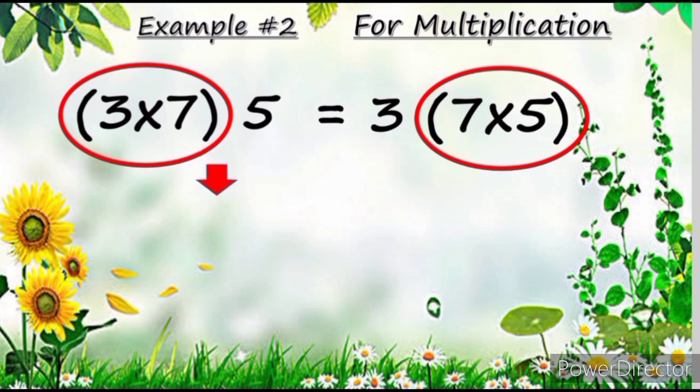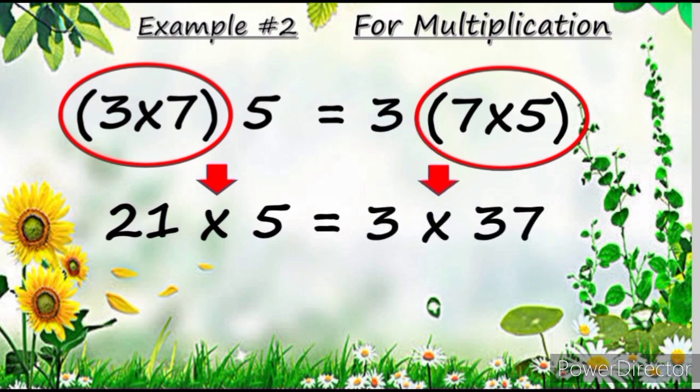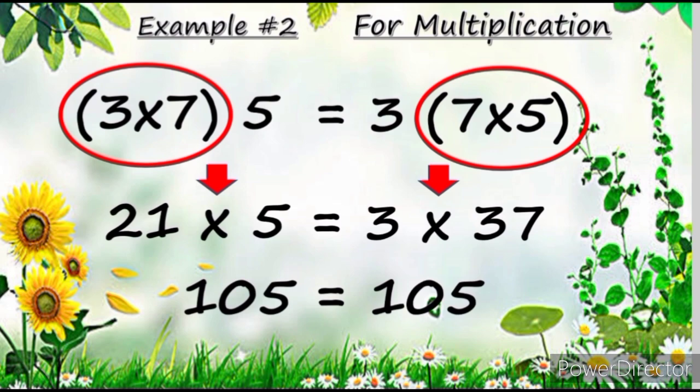Let's try to answer 3 times 7 and bring down 5. Let's try 7 times 5, then bring down 3. Their products are the same, which is 105.